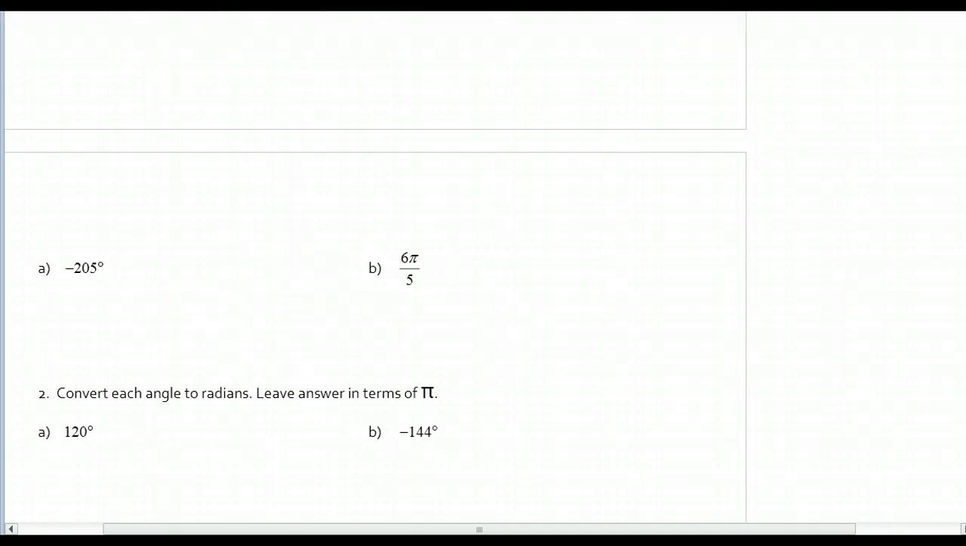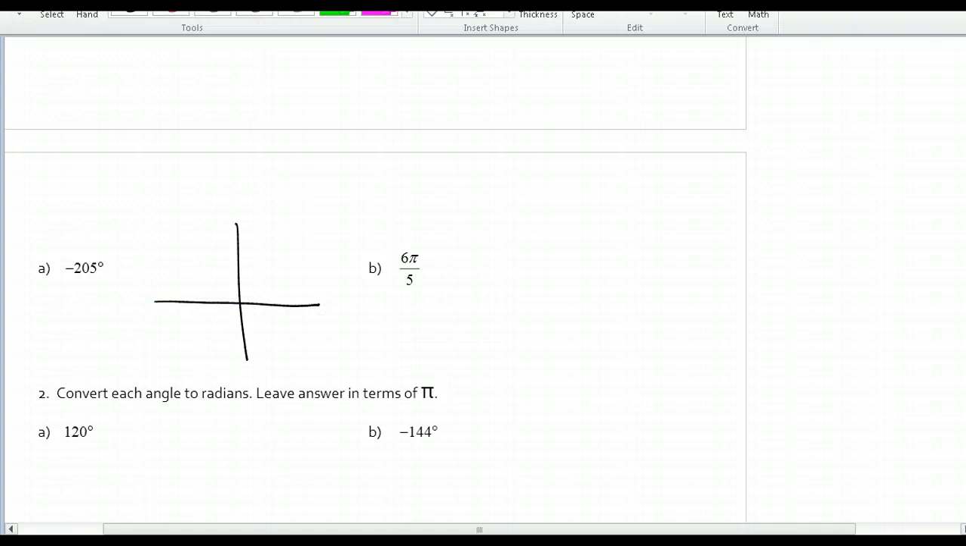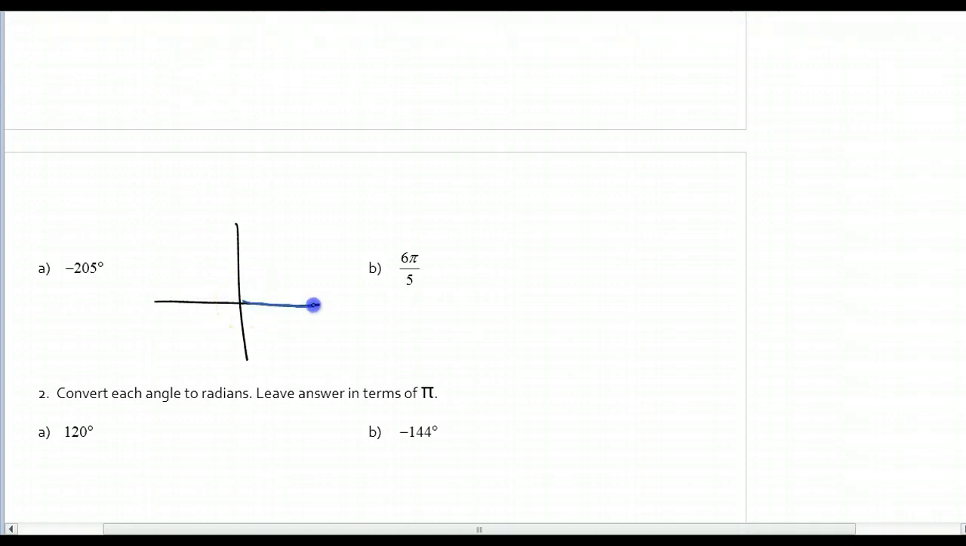Let's try that again. So here's my coordinate axes. I've got my initial side on the positive x-axis. I know we have negative 205. So negative 180 would go to here, and then I need to go another 25 degrees. So I'm going to go a little bit over to there, and here's going to be the terminal side. So here's my angle, negative 205 degrees. Again, it's going clockwise, which is the negative direction, and then we see that we're in quadrant 2.